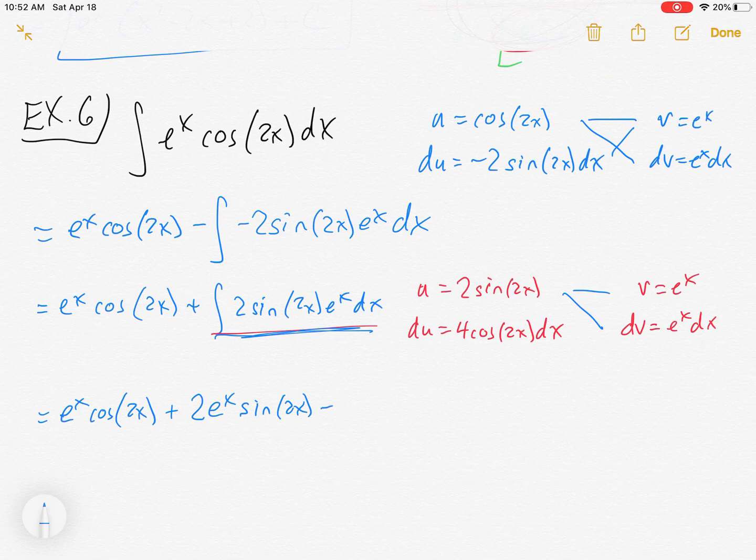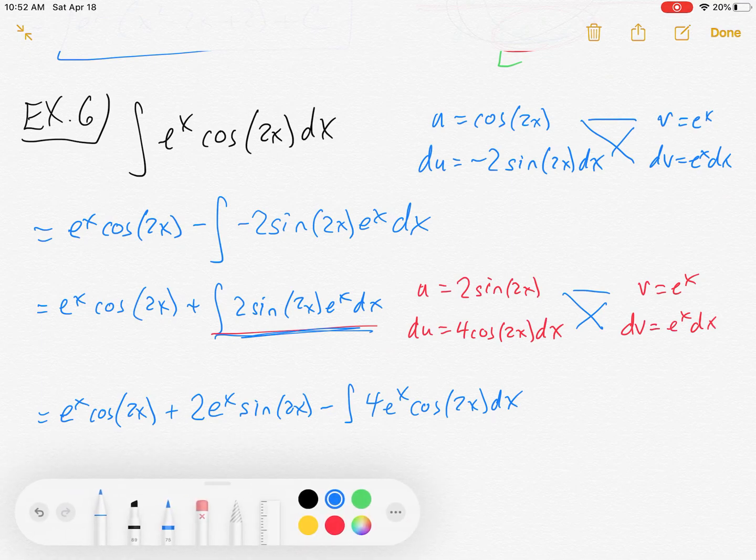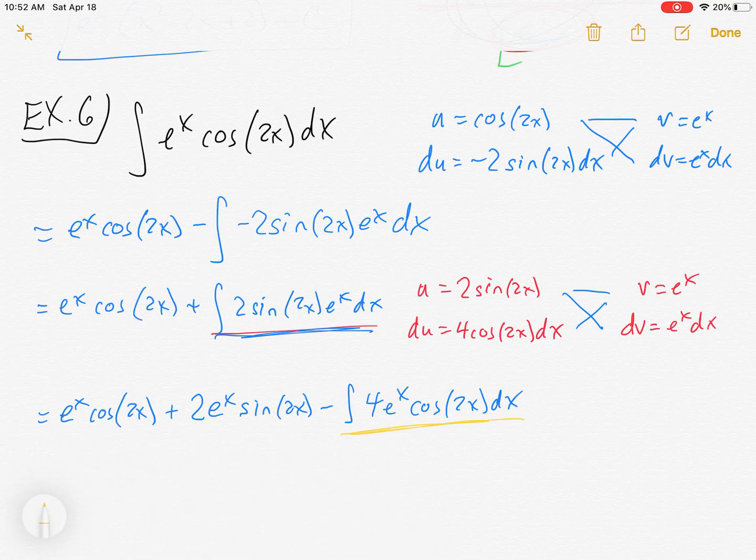So 2, I'll just be in the same habit of putting the e before the trig, so it looks uniform, minus the integral of this part, which is 4 e to the x cosine 2x dx.